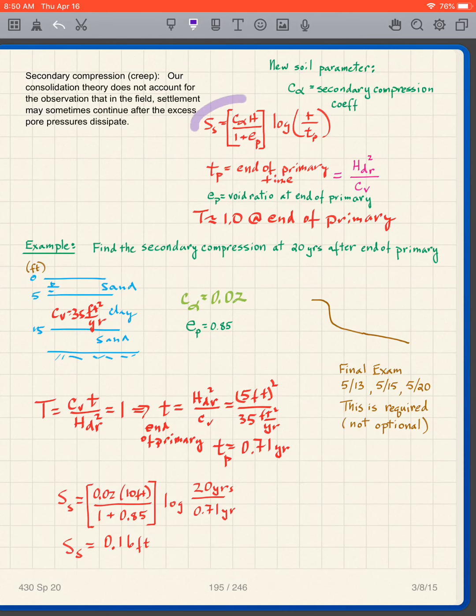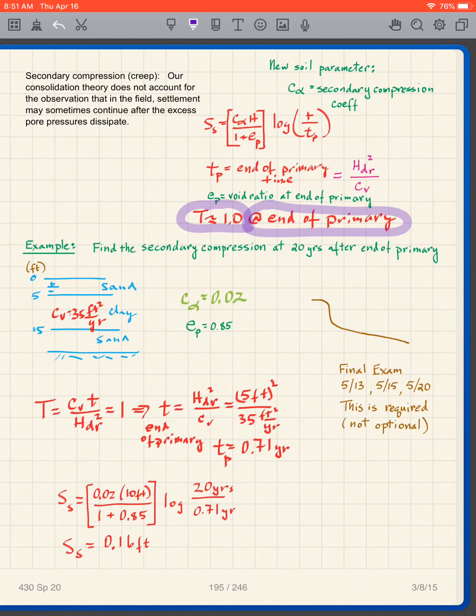The equation used is S sub S is equal to C alpha times H over 1 plus e sub p times the log of t over t sub p. Okay, what does that mean? We're going to introduce time. t sub p is the time to the end of primary. What does that mean? The end of primary is a time that we're going to call when capital T approximately equals 1. A little bit arbitrary. We're going to call that the time at the end of primary.